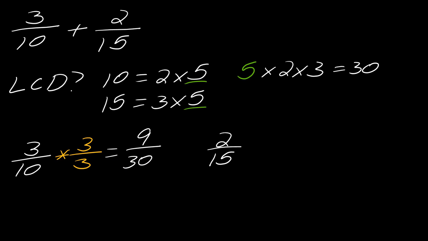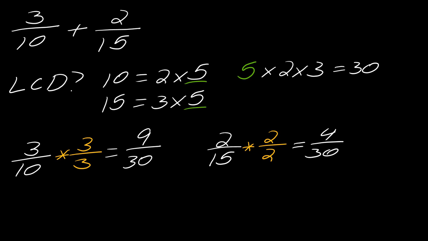Okay, so what about 2/15? What do I want to multiply that by? So what do I have to multiply 15 by to get to 30? Again, if you're not sure, you can just compare this factorization, 3 times 5, against the LCD, 5 times 2 times 3. So basically, what does this have that this doesn't have? It has that 2, so I'm going to multiply by 2 over 2. 2 times 2 is 4. 15 times 2 is 30. So now we've got everything that we need. We've got our two fractions.